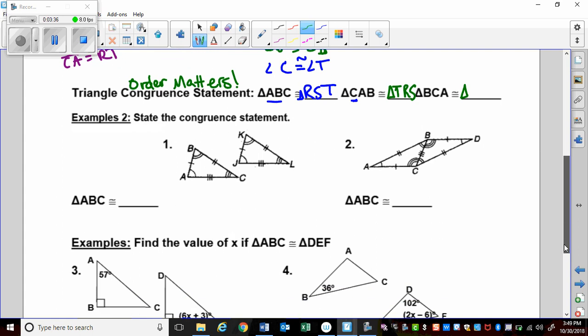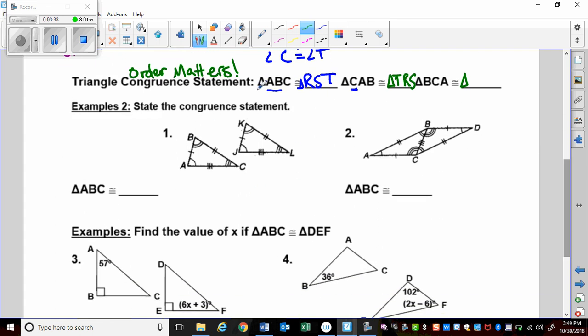It says, state the congruence statement. I'm going to use my 3 colors. I'm going to make A green. A has 1 arc, J has 1 arc, so those are both green. B has 2 arcs, and K has 2 arcs. And then C has 3 arcs, and L has 3 arcs. So I color coded them.